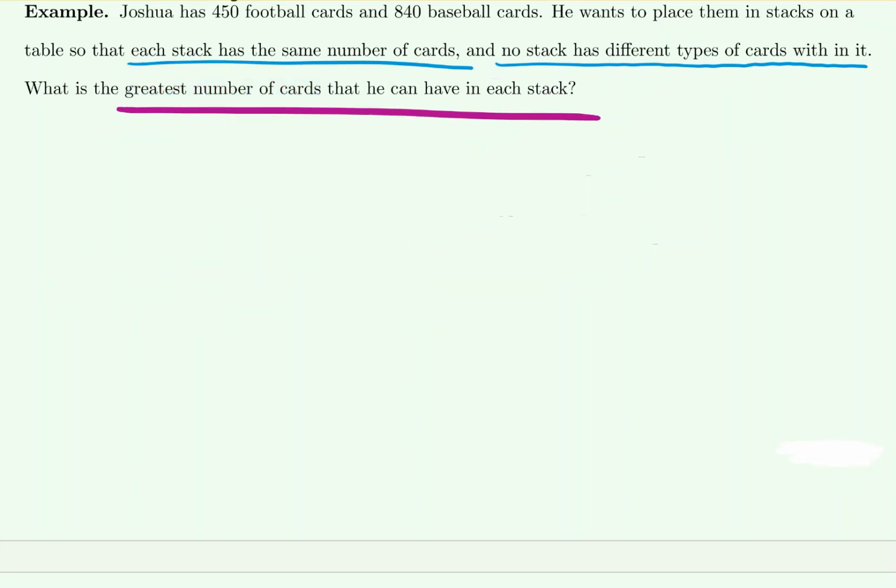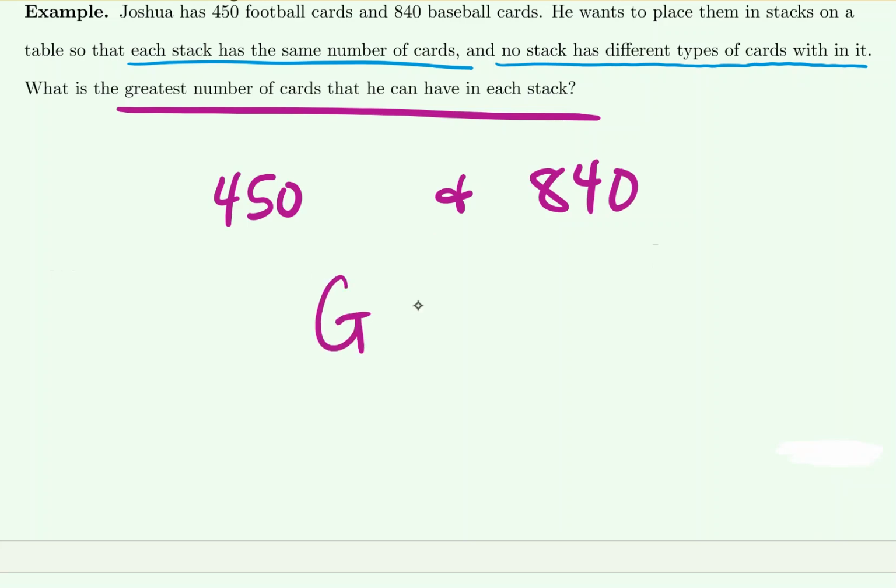So not only do we need to be able to divide the group of 450 and 840 into the same number, but we've got to divide it into the same number that is the greatest that we could compare for both of them. So this is asking us about the greatest common factor. If we knew the greatest common factor between 450 and 840, then that would be exactly the right number of cards that we could put in each stack, such that no stack has different types of cards within it because it's perfectly divisible by each number, and it would be the greatest such number because it is the greatest common factor.